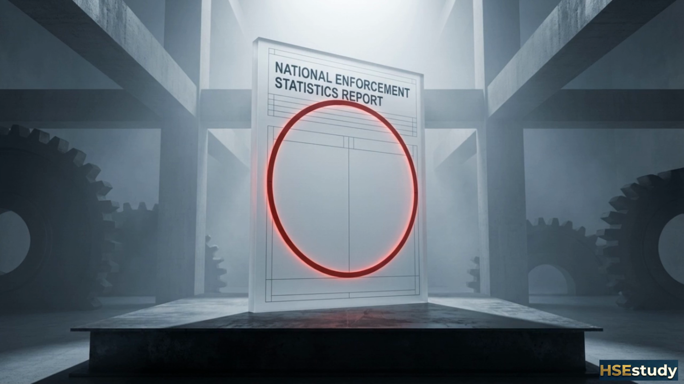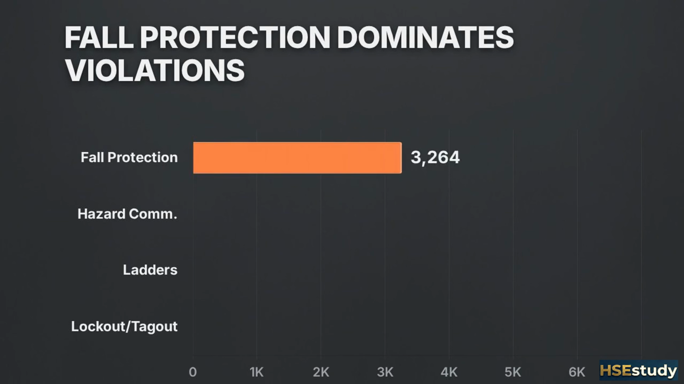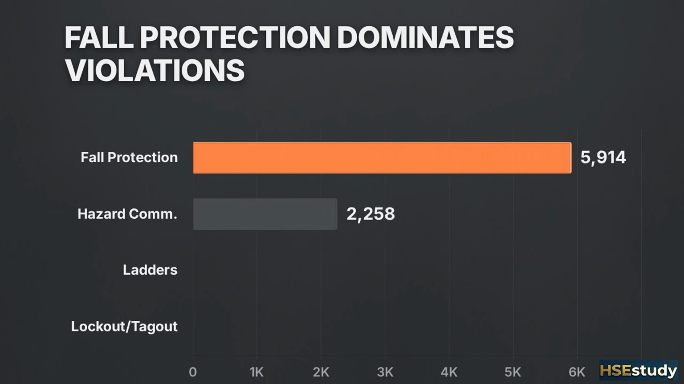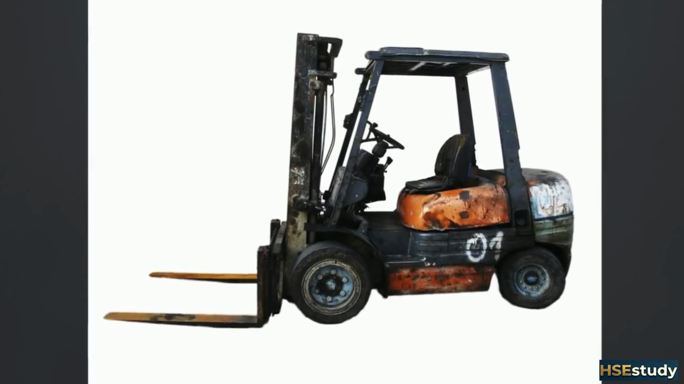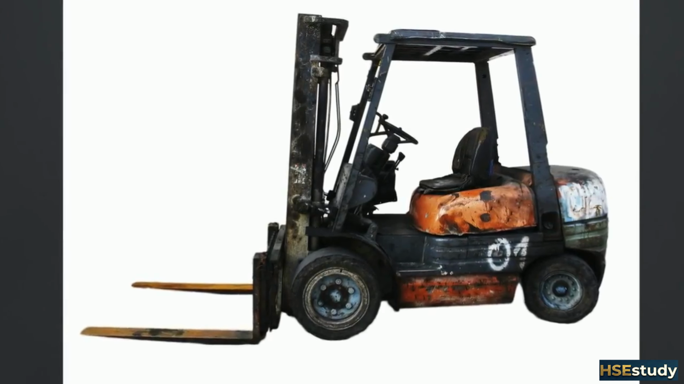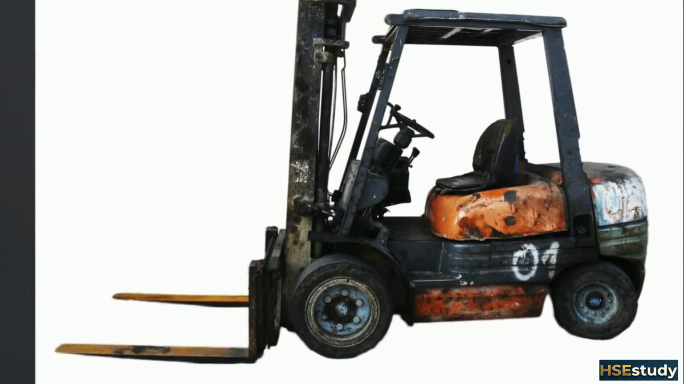We can see this in the preliminary fiscal year 2025 data for the most frequently cited OSHA standards. Fall protection, standard 1926.501, is the #1 violation, with nearly 6,000 citations issued. Hazard communication, 1910.1200, is the second most cited standard, with 2,546 violations. These are followed by violations for ladders and lockout-tagout, grouping these top offenders into a critical failure zone. Powered industrial trucks consistently rank in this top tier due to the high frequency of equipment-related accidents and struck-by hazards.